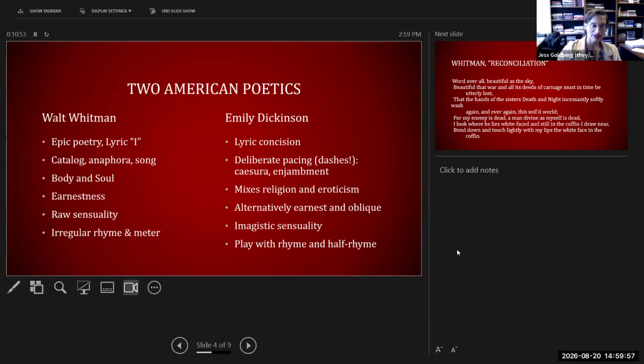Whitman makes use famously of catalog, anaphora, and song. So working backwards, a lot of his poems have a kind of musical quality to the rhythm, which you'll hear when I read some poems out loud later in this lecture. Anaphora is a fancy word for repeating phrases across a poem.